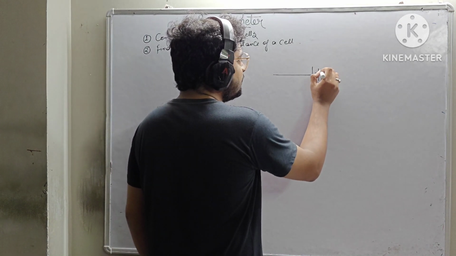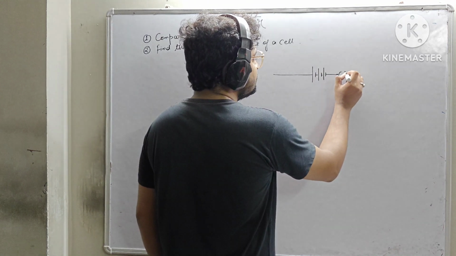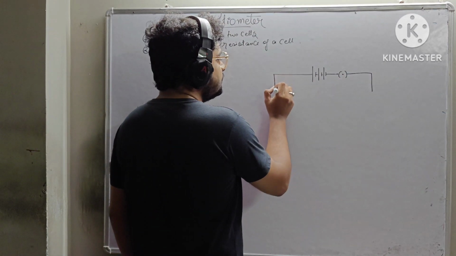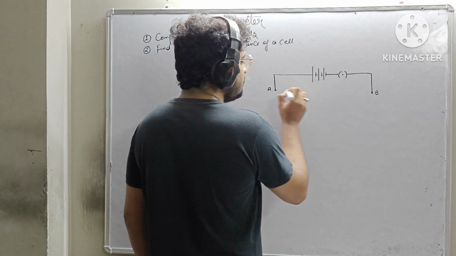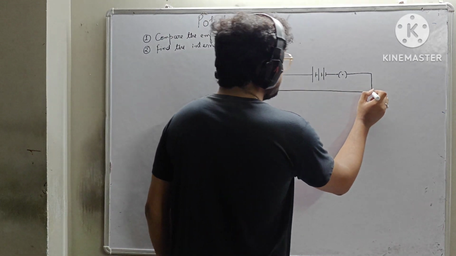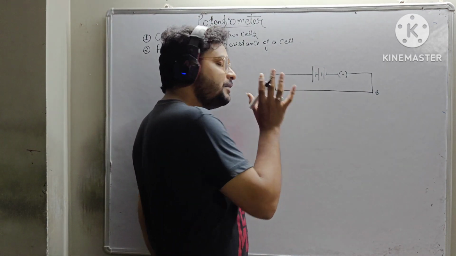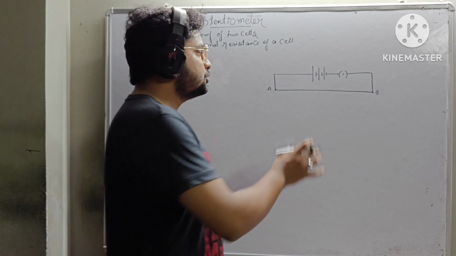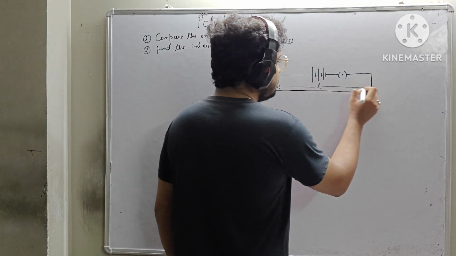We have a cell or a battery over here, and a switch. These are the two terminals, point A and point B, and this is the wire. So this is a very simple potentiometer, and in this wire we can measure the potential difference. Suppose the length of this wire is L.